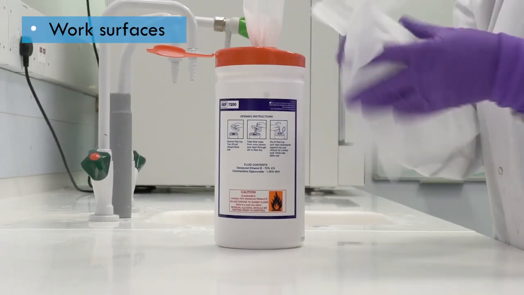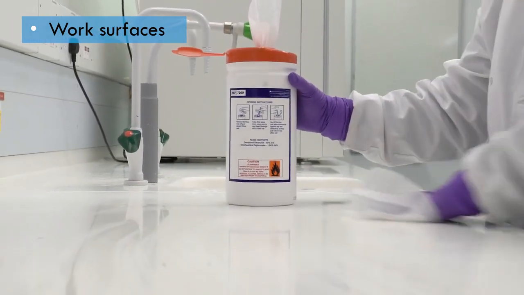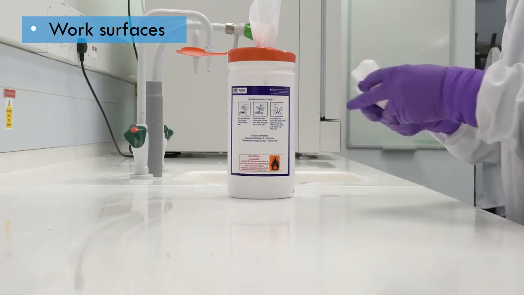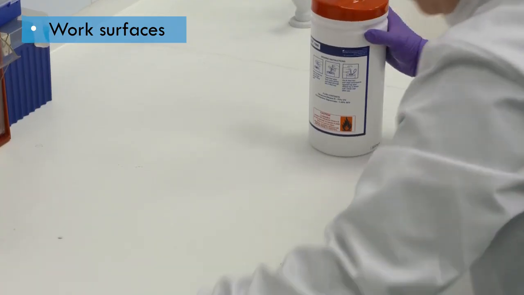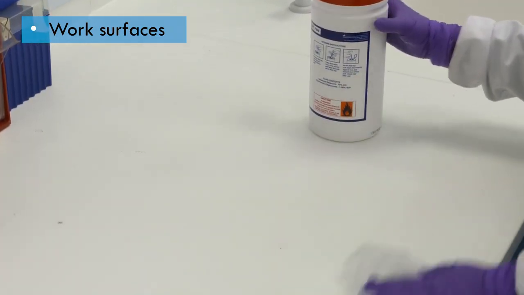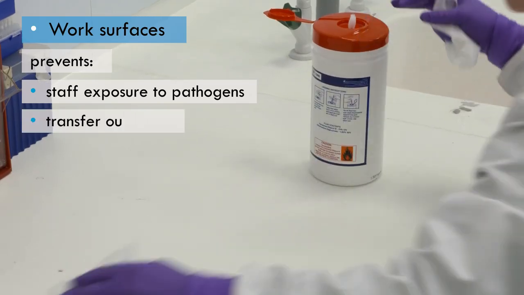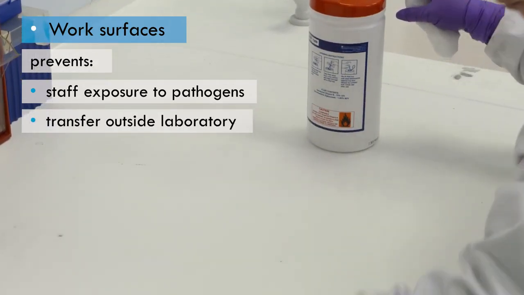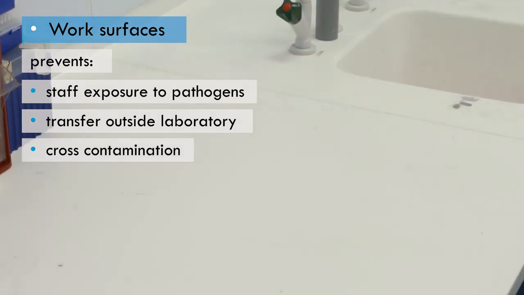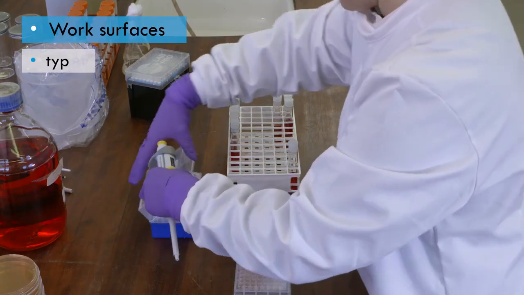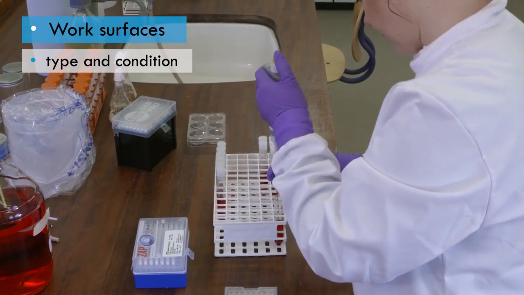To maintain a safe working environment, work surfaces should be wiped down frequently. But it is also important to decontaminate surfaces immediately when they are knowingly or potentially contaminated. Keeping work surfaces clean will protect you and those who share your work area from exposure to pathogens. It also helps prevent the spread of contamination outside the laboratory and improves the quality of your work by preventing cross-contamination between samples. The type of work surface and its condition will affect how easy it is to decontaminate and keep clean.